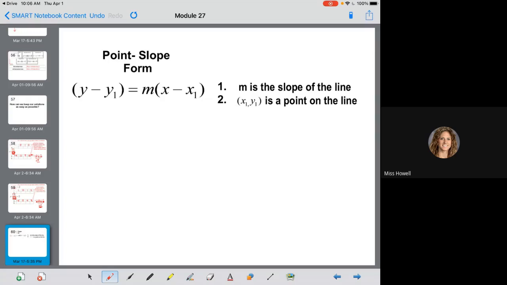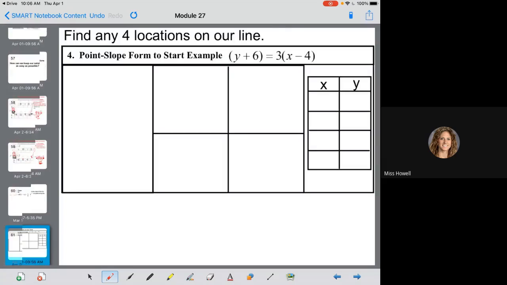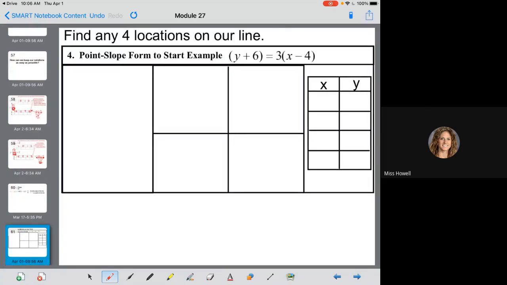point-slope format. Now, when we're given point-slope format, which in this case we're given y plus 6 equals 3 times x minus 4, we're definitely not in function form. So we want to start there first. We definitely have work to do in this first block.